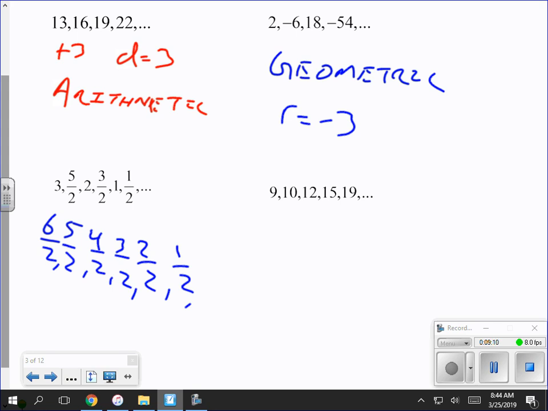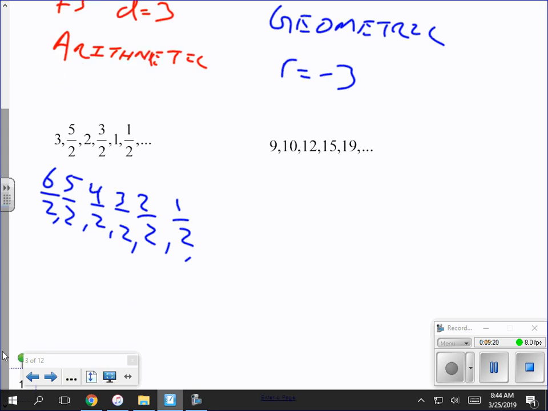Does that make sense? So if you have fractions and whole numbers mixed, rewrite them all as fractions with the common denominator. If there's a pattern there, it's very easy to pick up. So this one would be arithmetic.